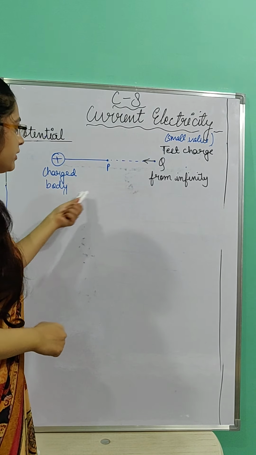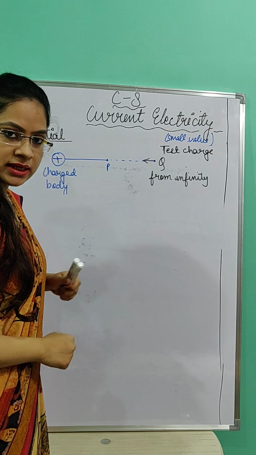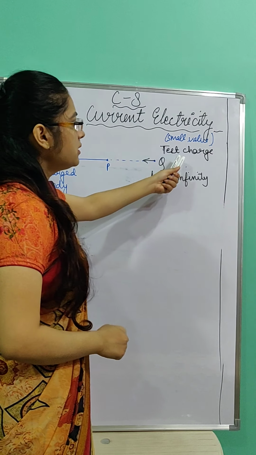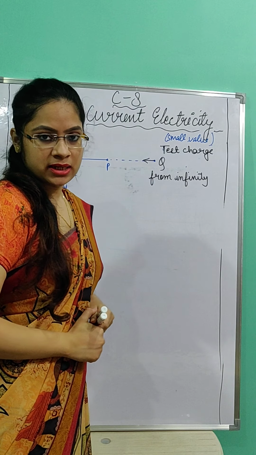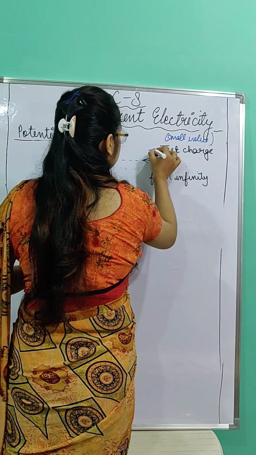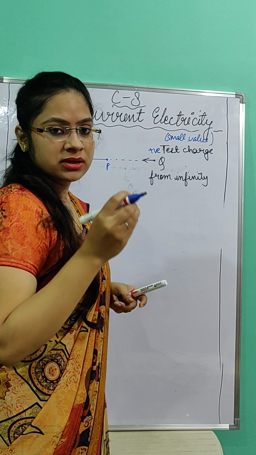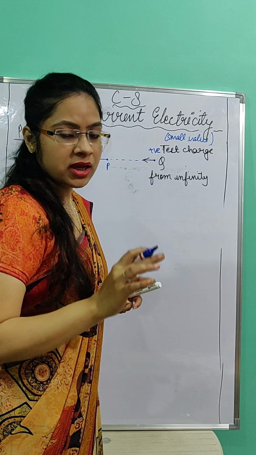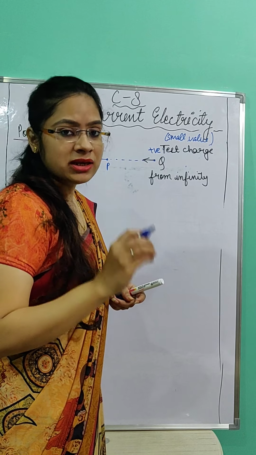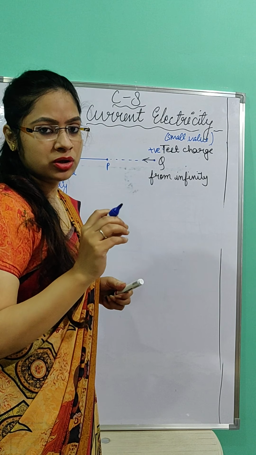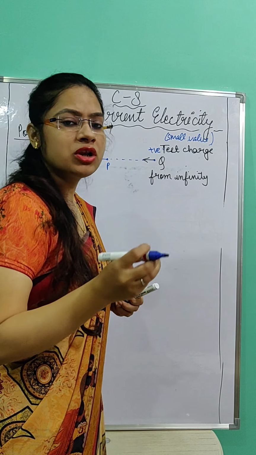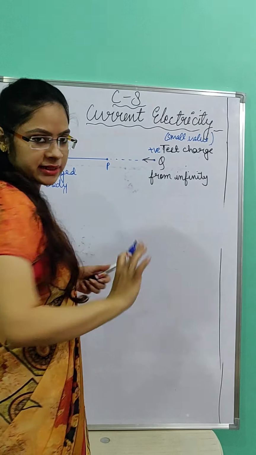A positively charged body is taken, okay, and a test charge is taken. A positive test charge, that is positively charged, okay, but that value of charge is very small. So a charge having very smaller value is called the test charge.